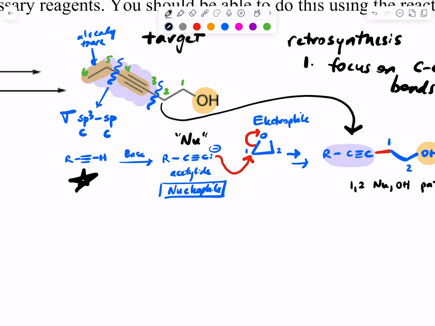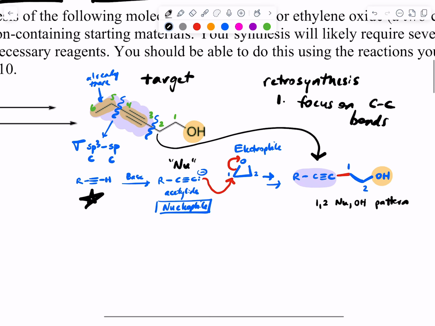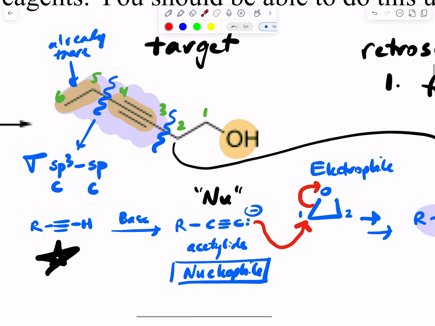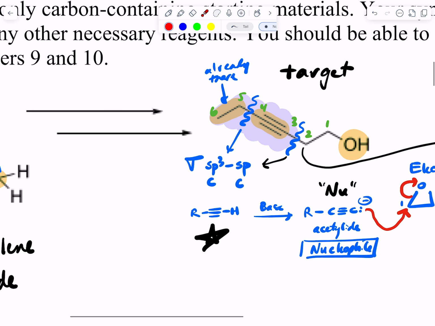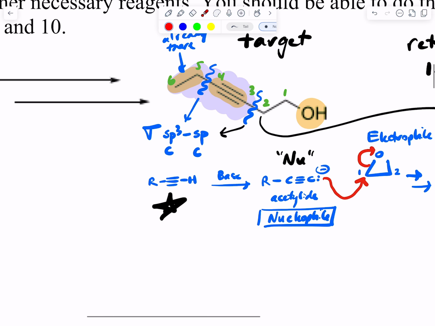Good. Okay. What about the bond between green carbon 4 and green carbon 5? Both of these are sp to sp3 carbons. But what about the one over here? You don't have an oxygen. We lack that 1,2 nucleophile OH pattern. So now we got to do something else. Can you think of another strategy that might allow you to make a bond with an alkyne carbon besides the epoxide?